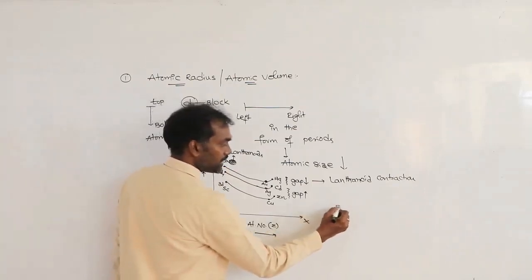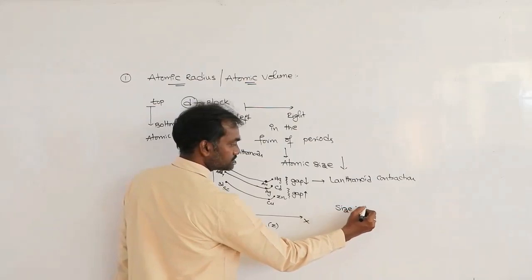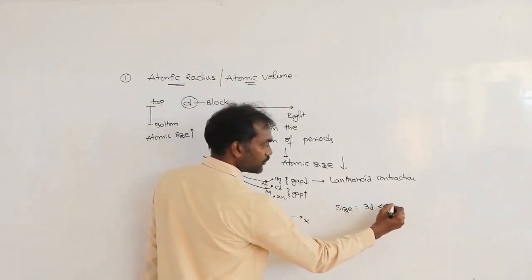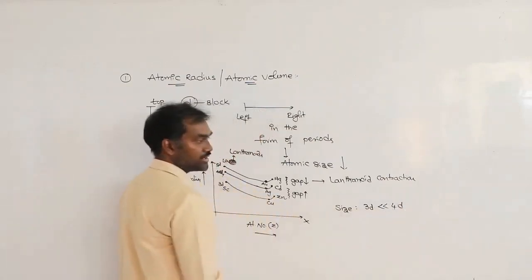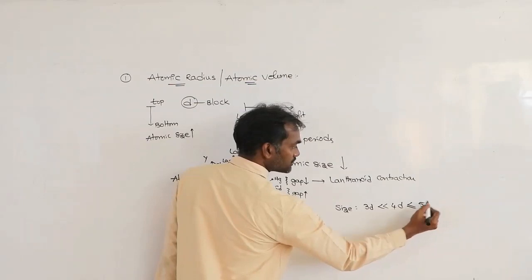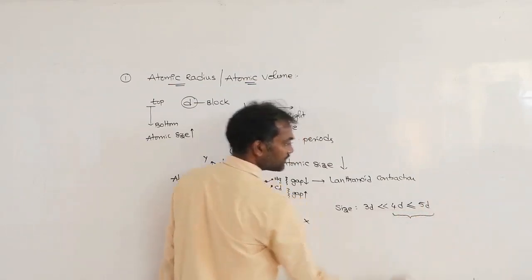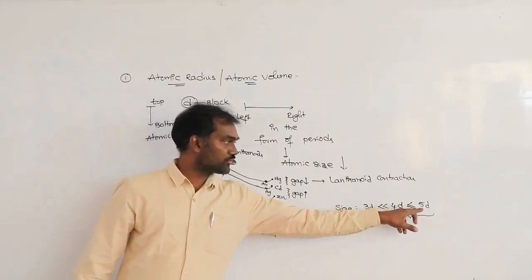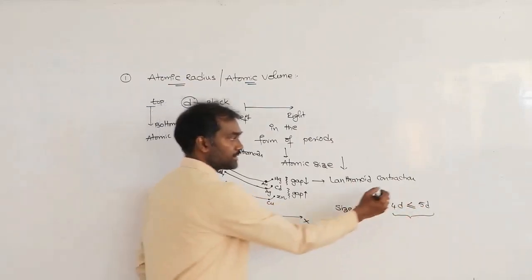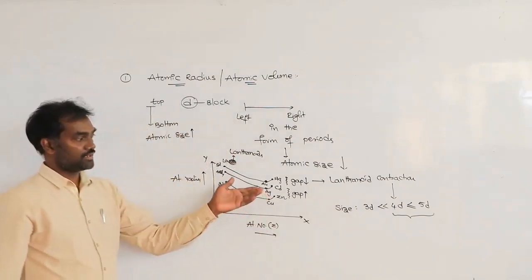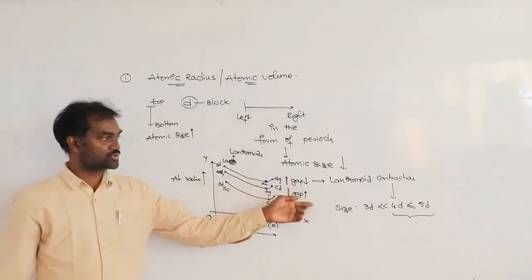If you take the size, compared to 3d, the 4d size is very high, and it is almost equal to 5d. This is very important. Why is this happening? Size being very close to 5d is because of lanthanoid contraction. You already understood that in basic chemistry in first year.